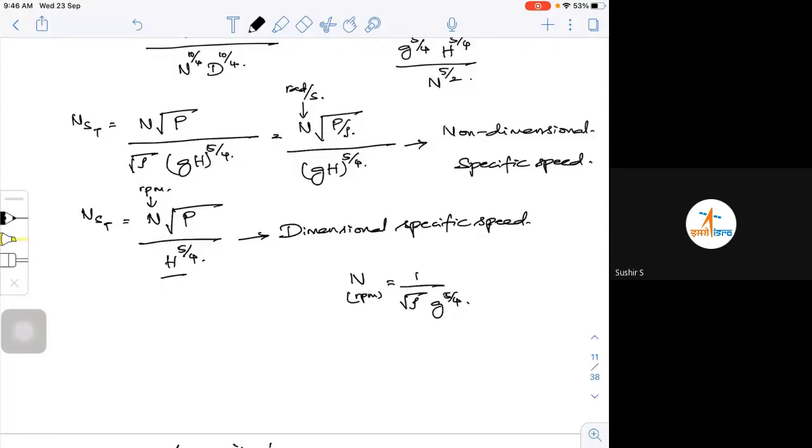If the number is more than 5, 6, 7, 8, 9, 10 or something like that, higher numbers, I'm going towards some kind of propeller action machine, because the head available is very, very small. Look at this head: the head available may be 2 meters or 3 meters. Under these conditions, there should be some kind of propeller action. So the best possible turbo machine we look at for this is a Kaplan turbine. A Kaplan turbine will work in this kind of situation.